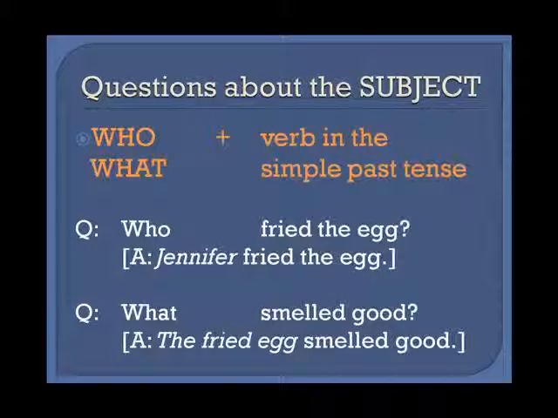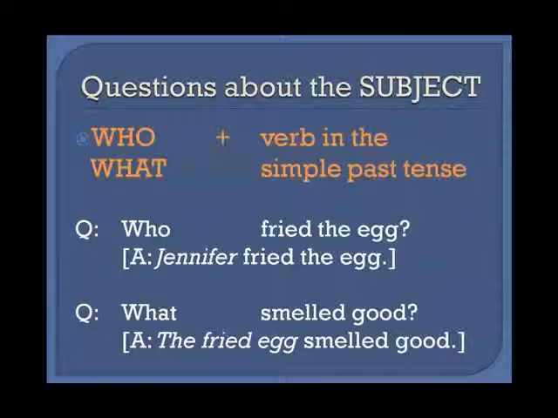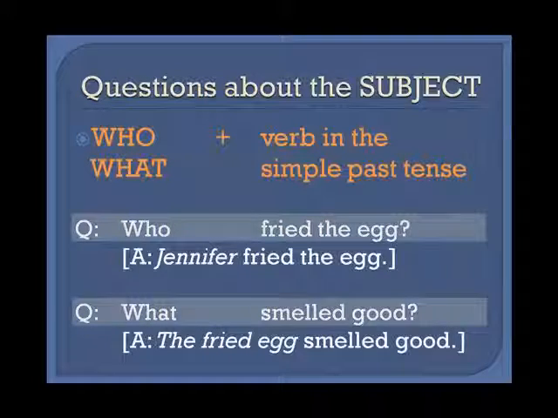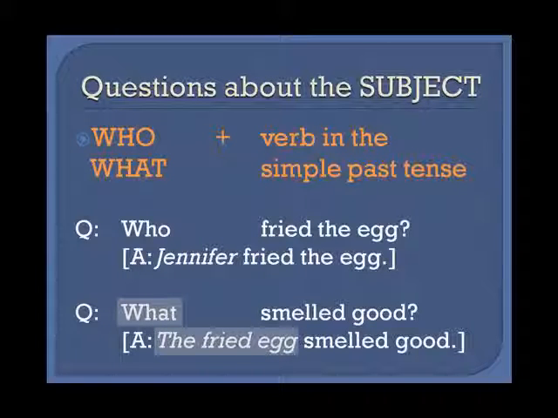Now let's look at questions about the subject. We still begin with a question word, who or what. We do not need a helping verb, did. We simply put our main verb in the simple past tense. Here are two model questions. Who fried the egg? What smelled good? The answer to the first question is Jennifer. The answer to the second question is the fried egg. Jennifer and the fried egg are subjects.